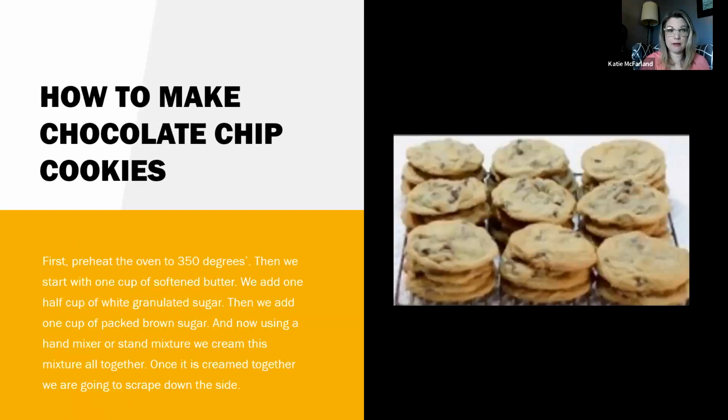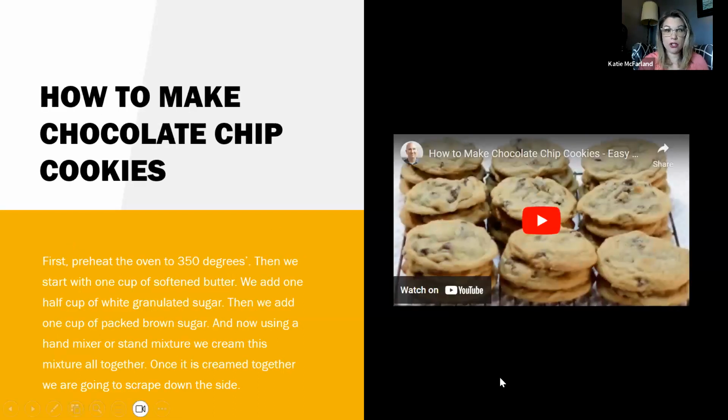Okay, so here's an example of chocolate chip cookie making, and this is how we're misusing the modality principle.